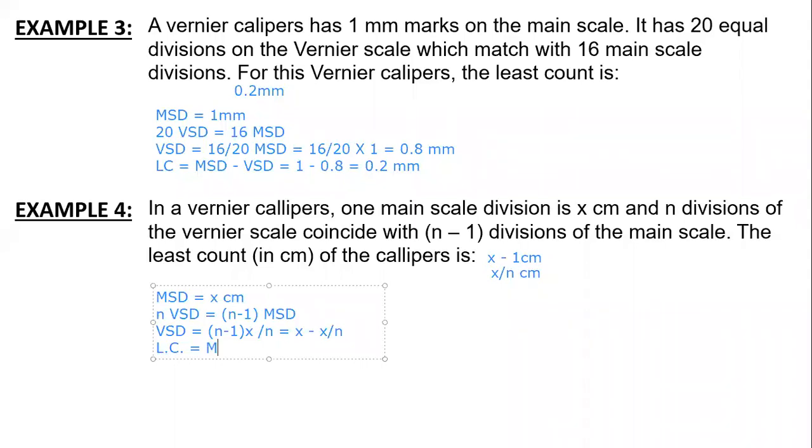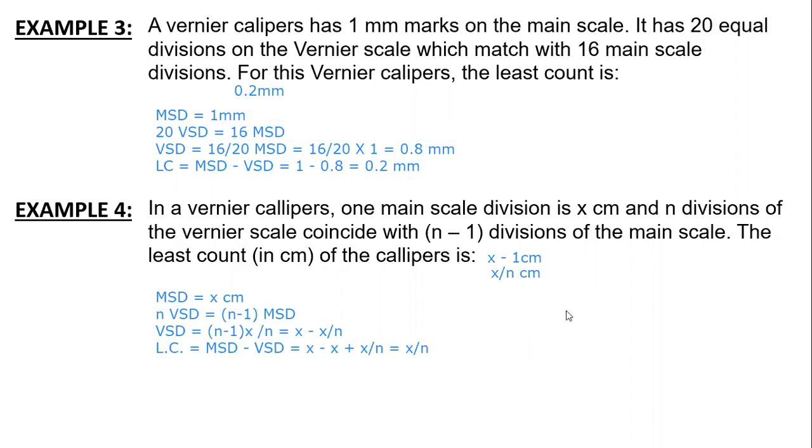So this will be now MSD minus VSD. So then, what next? x minus (x minus x upon n), right? After opening the bracket, minus will become plus. x and x will get cancelled. Answer will be x by n. Okay, thank you.